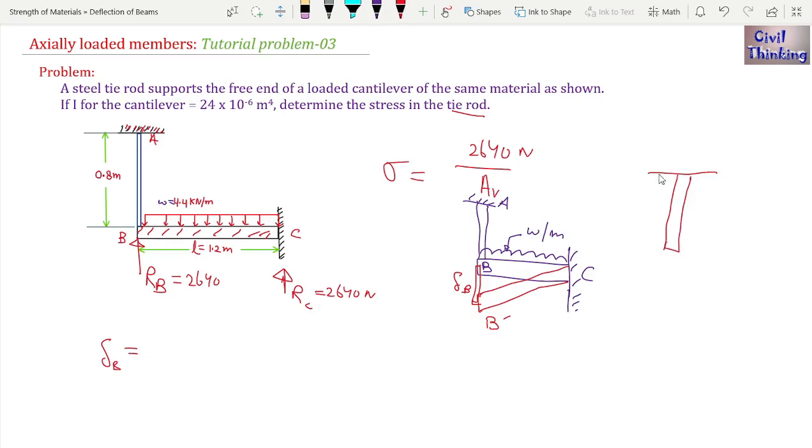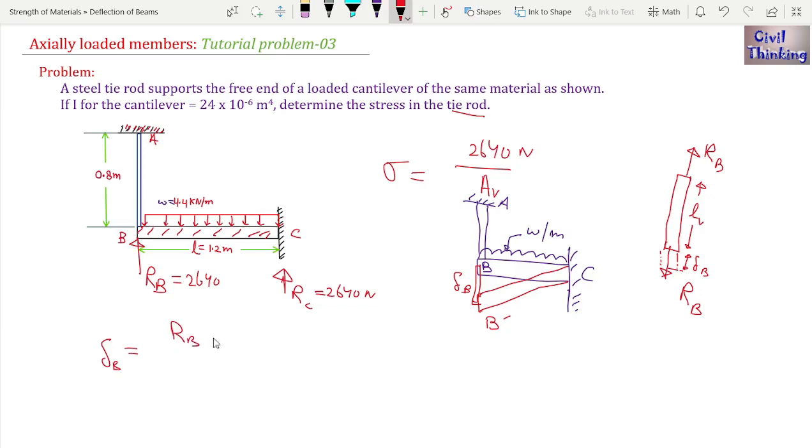Now when I draw the free body diagram of this tie member, here is a reaction RB. It is going to be like this, right? Now the length is LV. Let me call the length of the tie member LV, and the elongation is delta B, from here to here. And the axial load is RB.